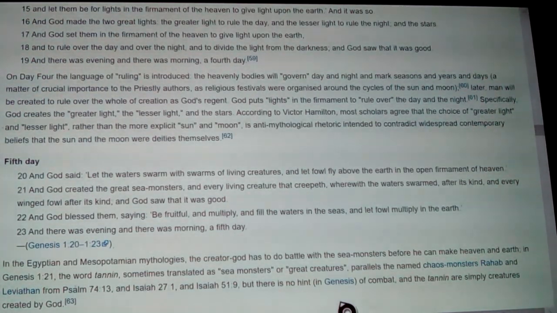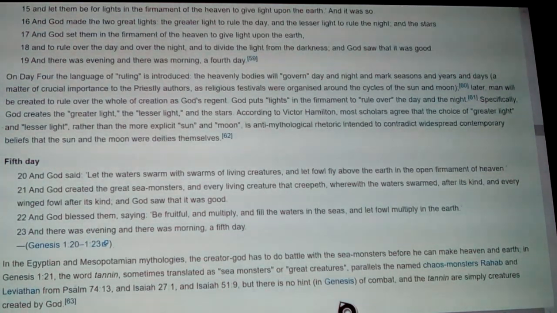Now on the fourth day, language of ruling is introduced, in the heavens of bodies will govern day and night, mark seasons of years, as a matter of crucial importance to those priestly authors. Like I said, you can see it definitely there.